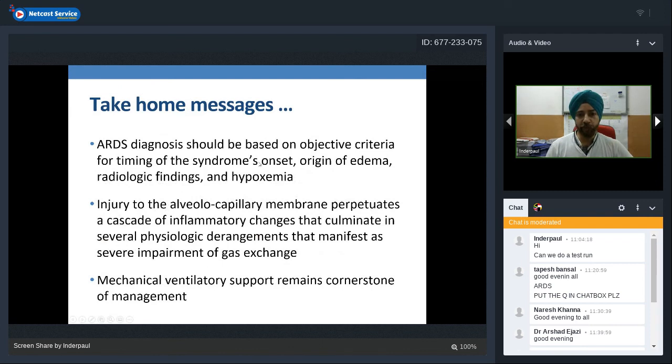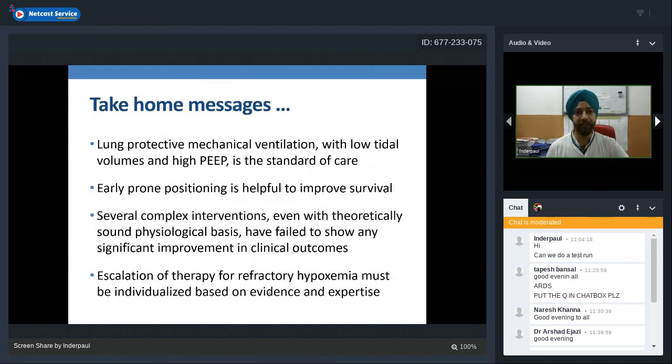It is due to injury of the alveolar capillary membrane, and it's a self-perpetuating cascade. Unless you take care of the underlying cause that really caused ARDS, you will not be able to save your patient. Mechanical ventilation is pivotal in the management of ARDS, and you should use lung protective ventilation in all your patients. Use high PEEP, keeping the plateau pressure less than 30. Use early prone positioning in all your patients who have severe, moderately severe ARDS.